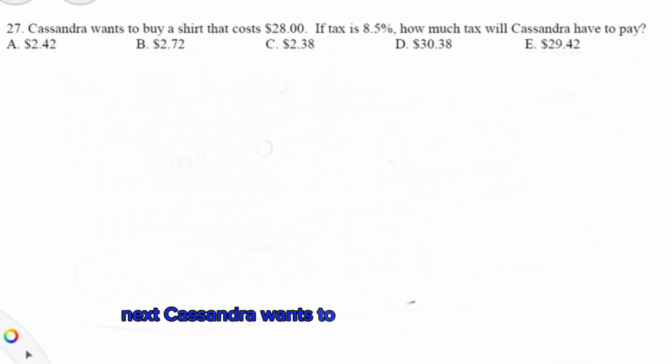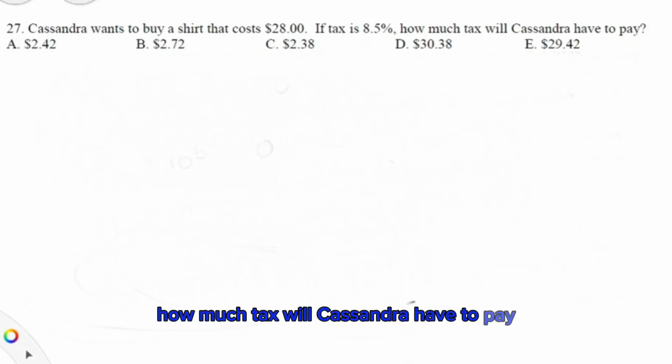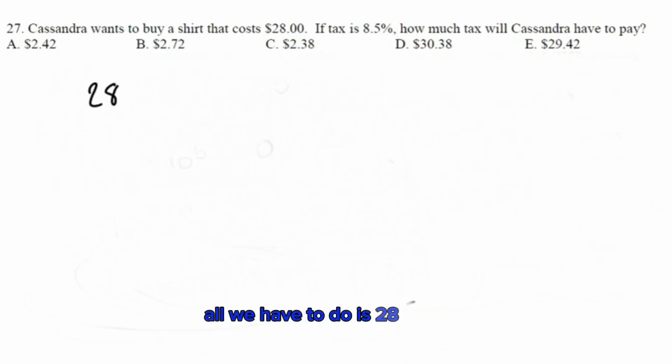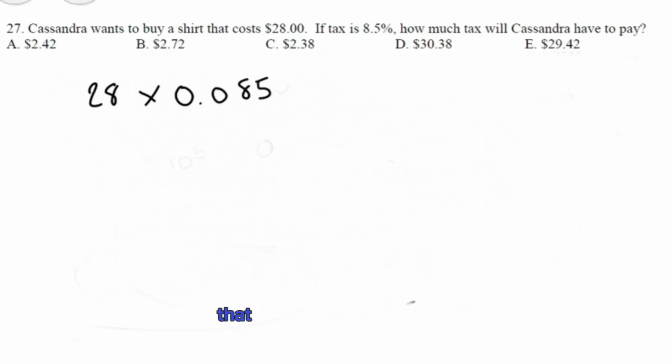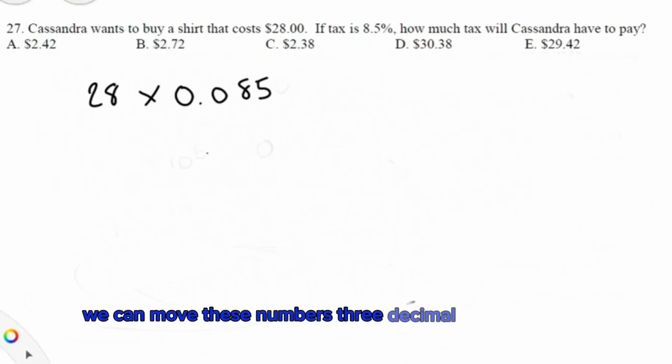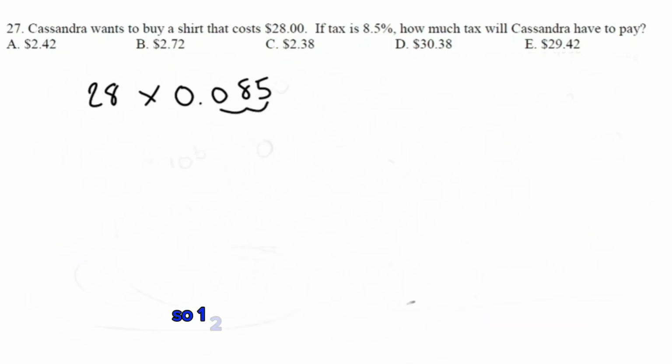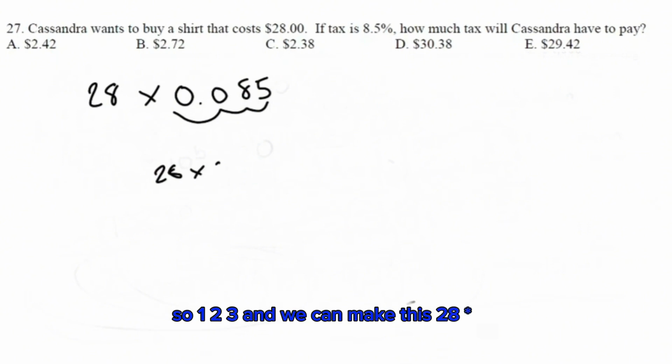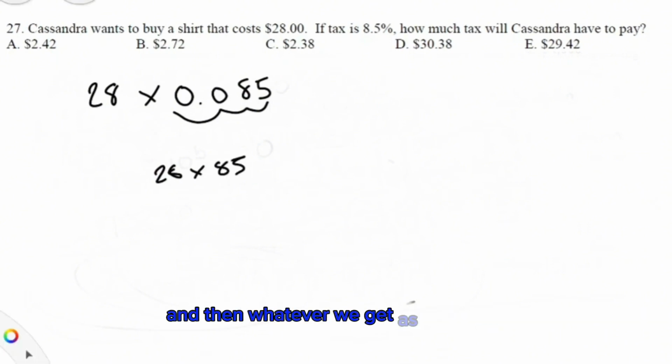Next, Cassandra wants to buy a shirt that costs $28. If tax is 8.5%, how much tax will Cassandra have to pay? Okay, so when doing this problem, all we have to do is 28 times 0.085. And that might seem really hard, but we can move these numbers 3 decimal places forward, so 1, 2, 3, and make this 28 times 85, and then whatever we get as the product, we just move that back 3 decimal places.